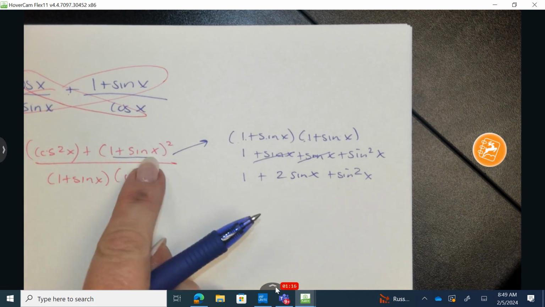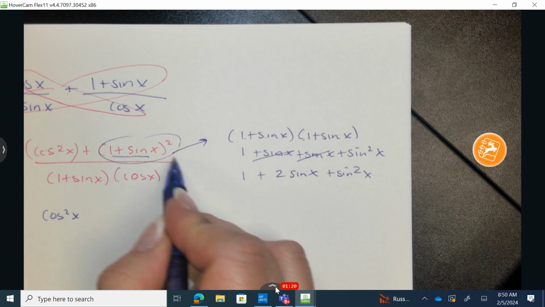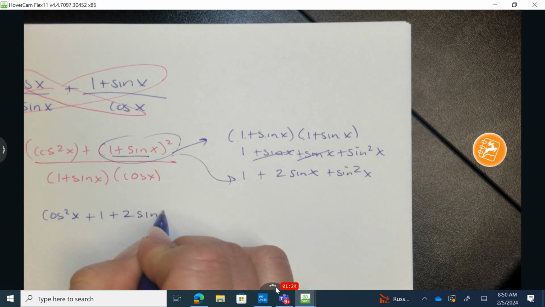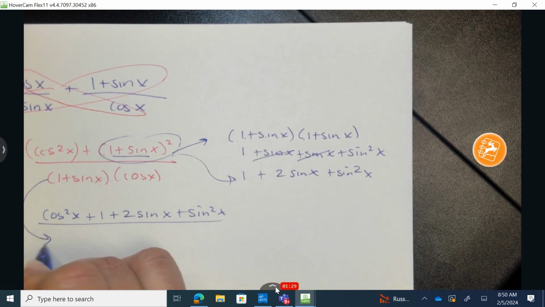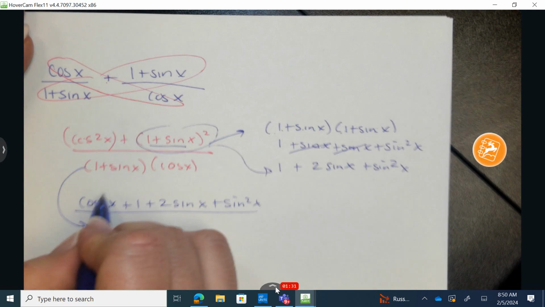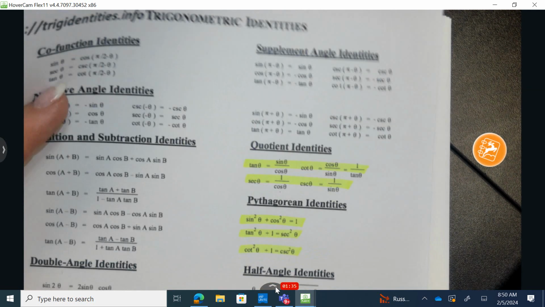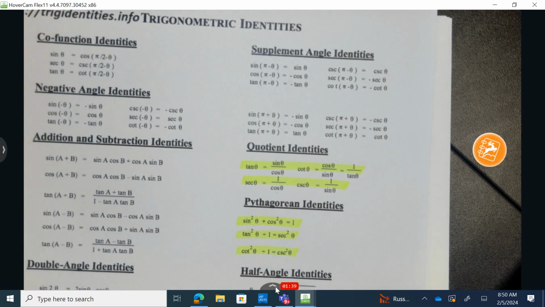So I'm going to rewrite this down. I have cosine squared x, and now this portion is equivalent to plus 1 plus 2 sine of x plus sine squared x. Now, I haven't even taken time to write down the denominator. I recognize that sine squared plus cosine squared is part of that first trig identity. Sine squared plus cosine squared is equivalent to 1.